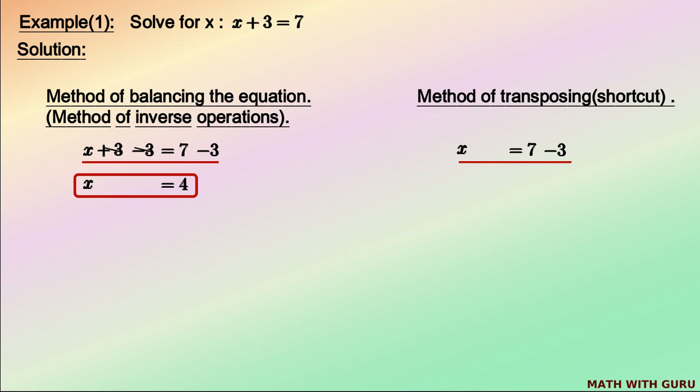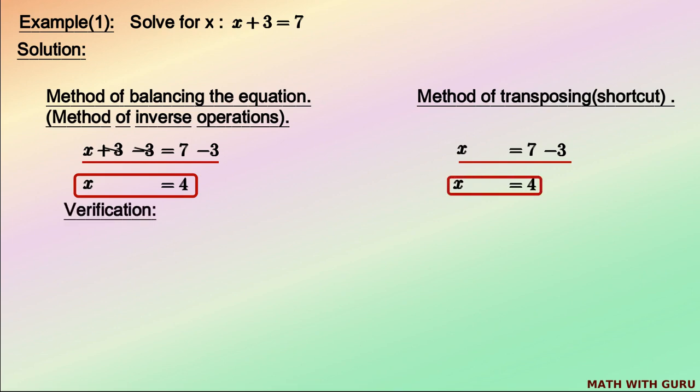This bringing of plus 3 to the right hand side and changing its sign is called transposing. While transposing, addition becomes subtraction, subtraction becomes addition, multiplication changes into division, division transforms into multiplication. X equals 4.